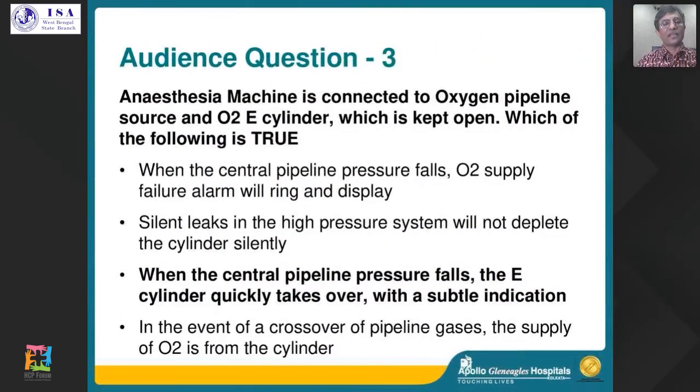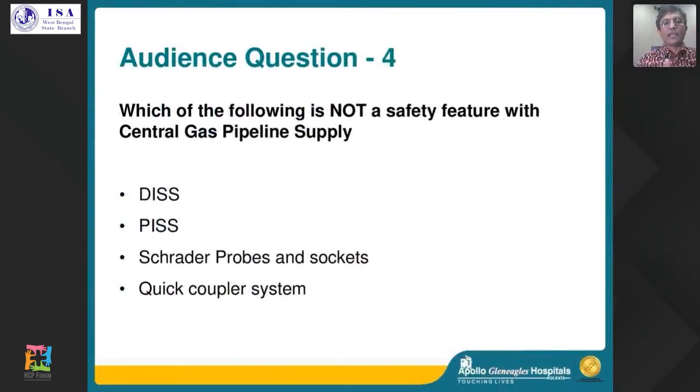And which of the following is true is that when the central pipeline pressure falls, the E-cylinder quickly takes over with just a simple subtle indication. Otherwise, you will not know when it has taken over. And there will be no audible alarm when the pipeline pressures fall. If there is a silent leak, it will empty silently, and for a crossover, you will not be able to understand at all.